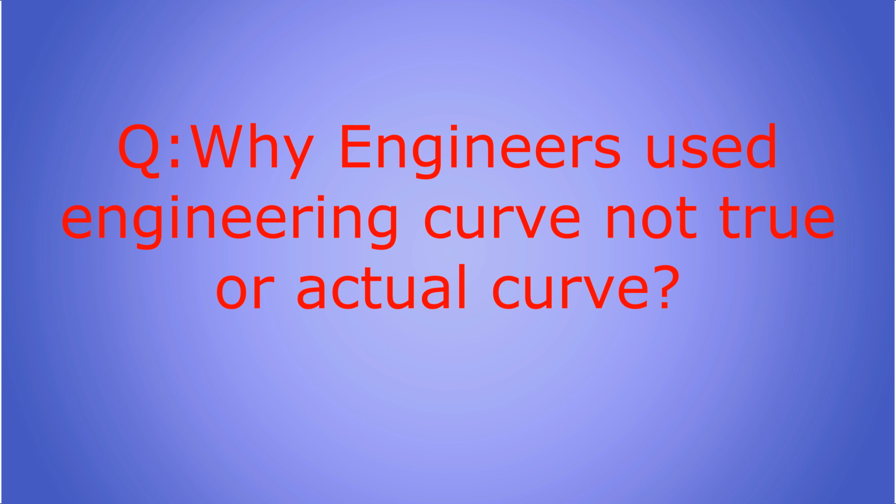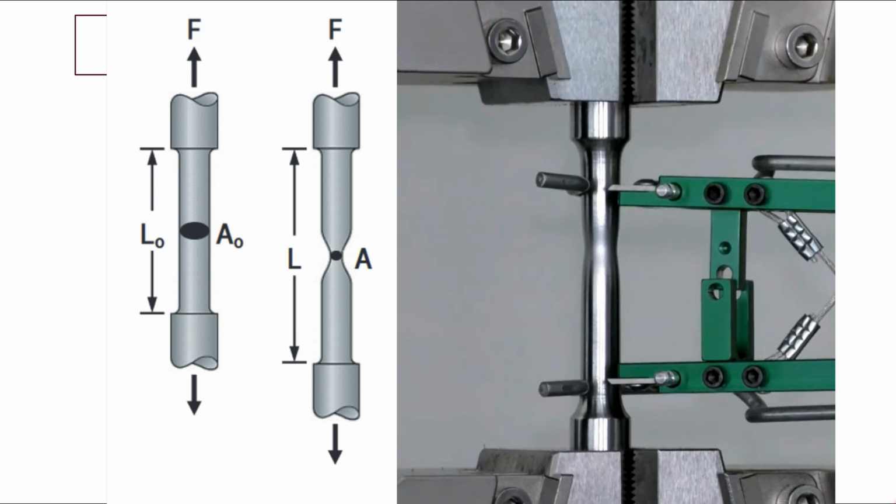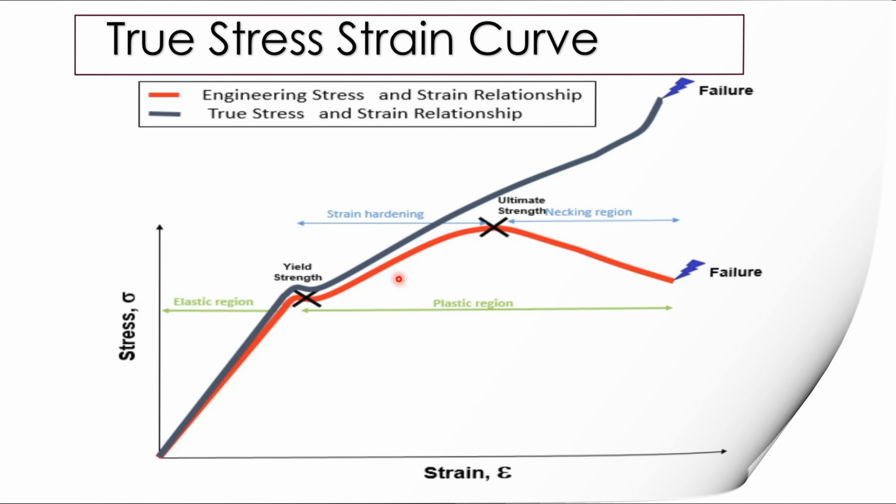Now the question is, why do engineers use the engineering curve, not the true or actual curve? The answer is that there are two main reasons. The first reason is that it is quite difficult to measure the instantaneous cross-sectional area. So most of the time during an actual experiment, we do not have the true stress and strain curve.